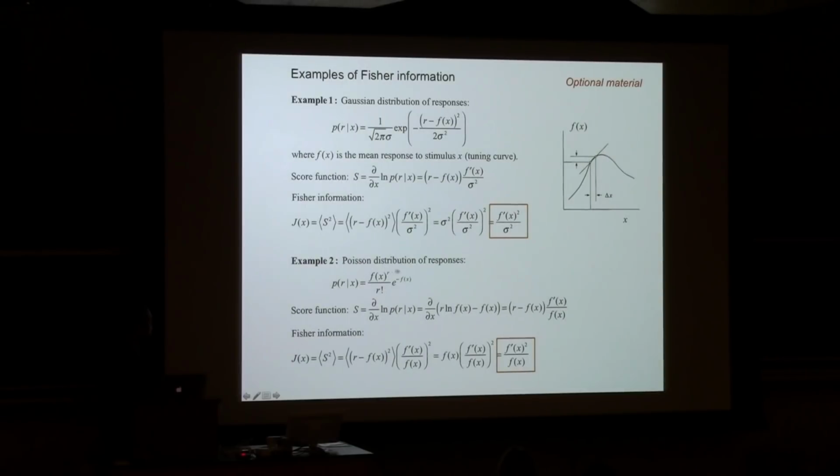For the Poisson distribution, it's very similar. It's also the derivative squared divided by the response itself. You see, for the Poisson distribution, the response is equal to the variance. So it's actually the same as this. All right, that gives you some examples for this Fisher information. I think that's enough.